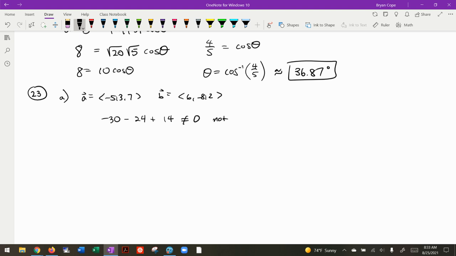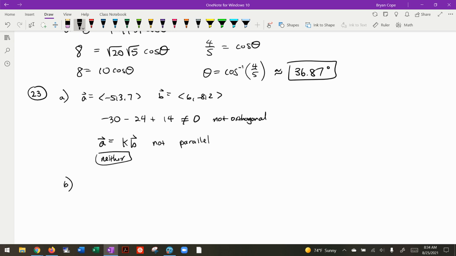So because it's not equal to 0, we know they're not orthogonal. Remember, orthogonal means perpendicular. A is not a scalar multiple of B. So A does not equal, we'll say some scalar times B. So they're also not parallel. And so therefore, this case is a neither. They are neither parallel nor perpendicular.